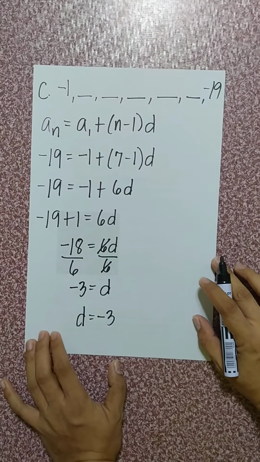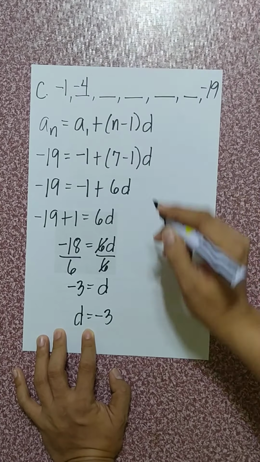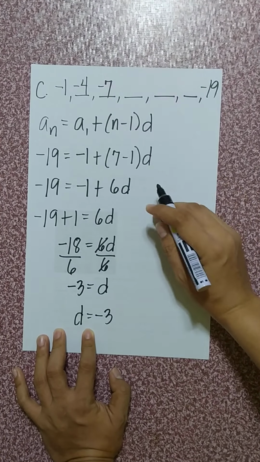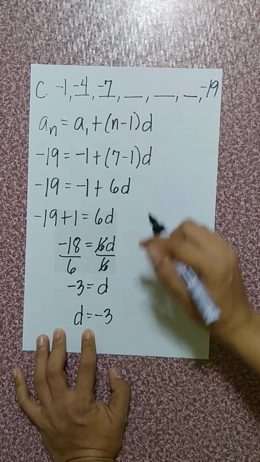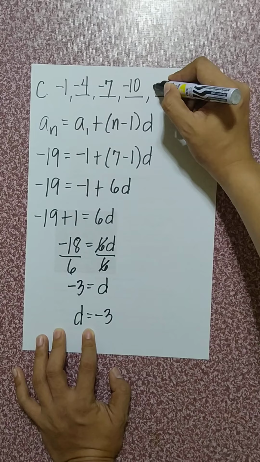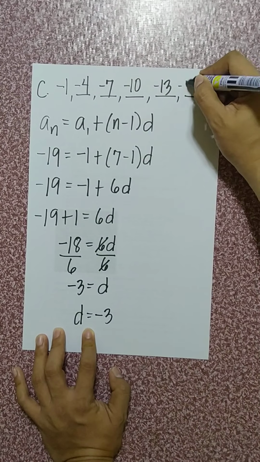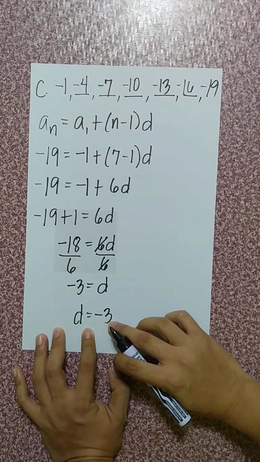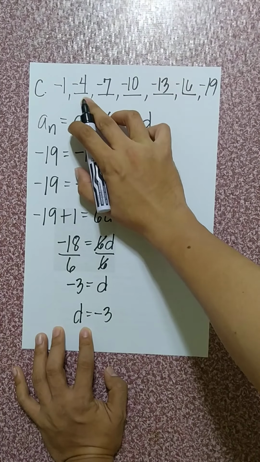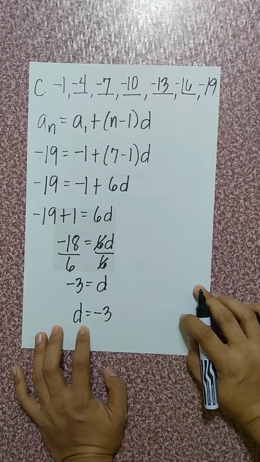Again, let's find what are the means. Negative 1 plus negative 3, negative 4. Negative 4 plus negative 3, negative 7. Negative 7 plus negative 3, negative 10. Negative 10 plus negative 3, negative 13. Negative 13 plus negative 3 is negative 16. And negative 16 plus negative 3 is negative 19. So the arithmetic means that we're looking for is negative 4, negative 7, negative 10, negative 13, and negative 16.